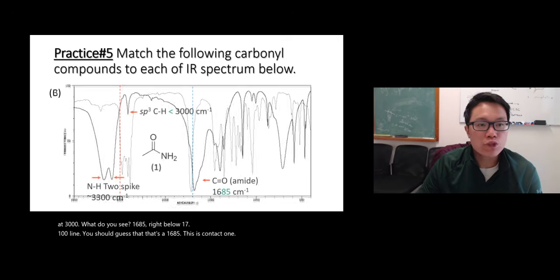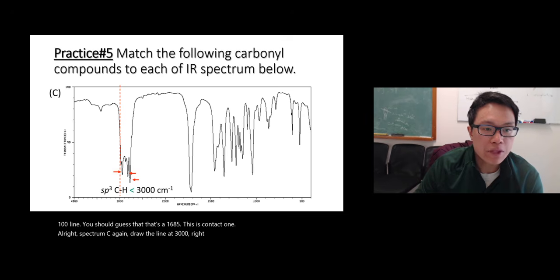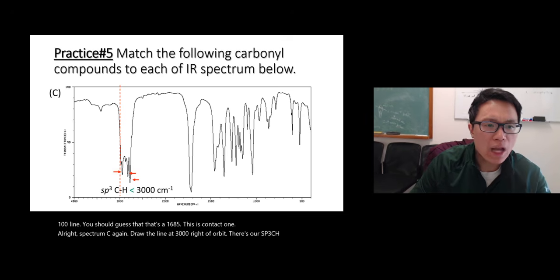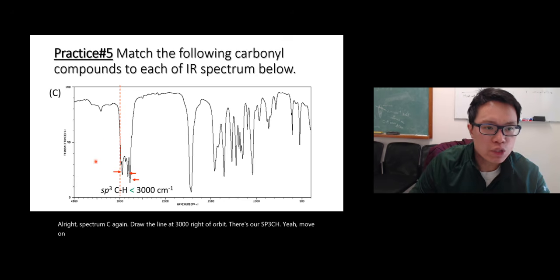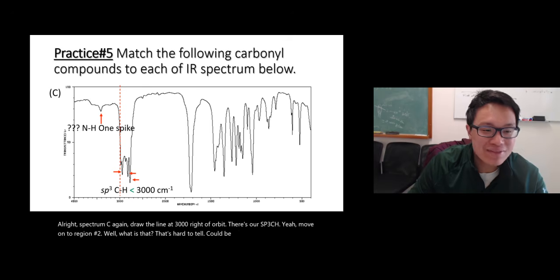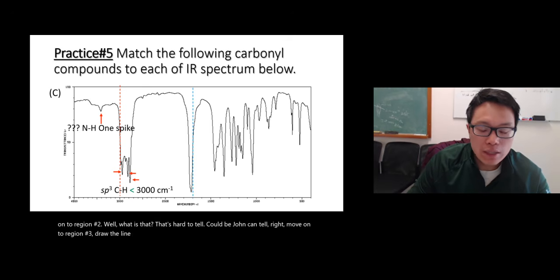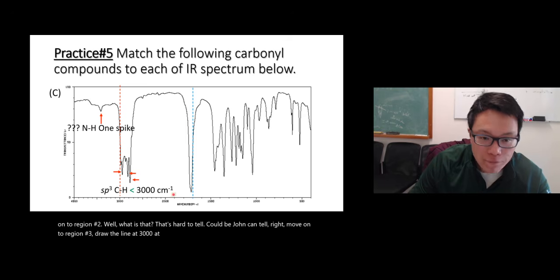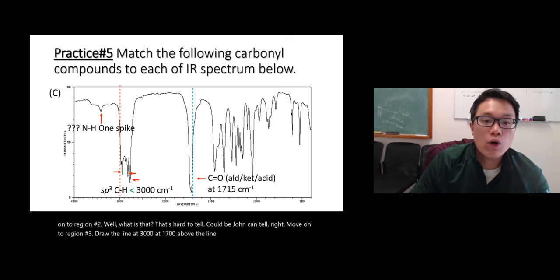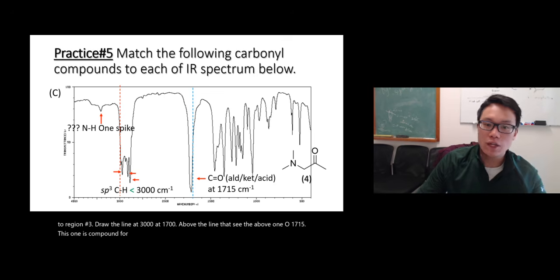Okay, all right, spectrum C. Again, draw the line at 3000. Right above it, that's all sp3 CH. Move on to region number 2. Well, what is that? That's hard to tell. Could be junk. Can't tell. All right, move on to region number 3. Draw the line at 1700. Above the line, that C=O is 1715. This one is compound 4. That's a ketone. Totally, that's a ketone.